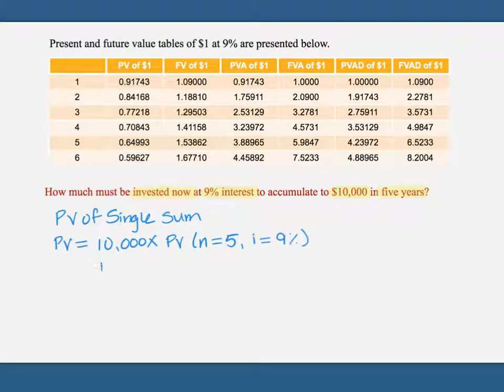So we multiply 10,000 times 0.64993. That's going to give us our present value amount that we need to invest now, and it's going to be $6,499.30.